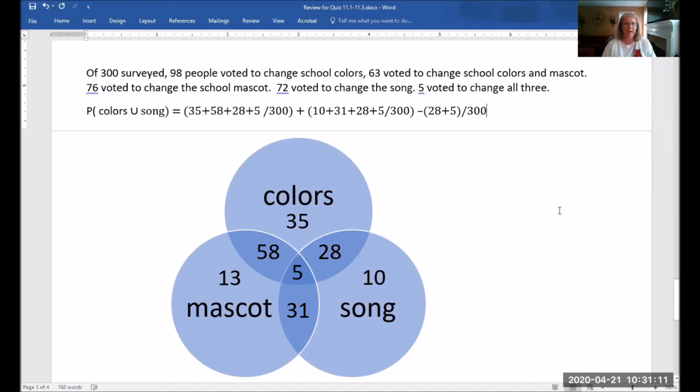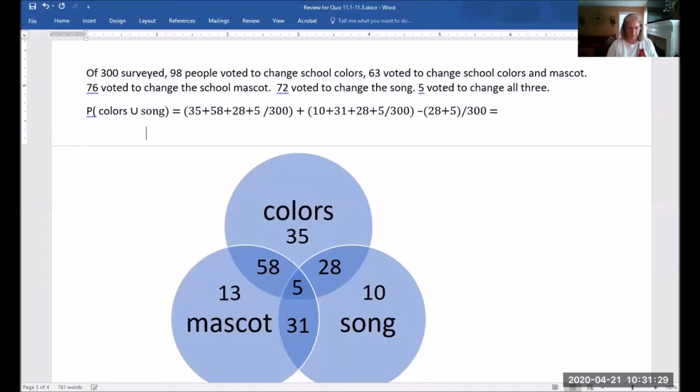Yes? You should say yes here, y'all. This is all you have to do. The easy way to do this is literally add up all the numbers that are in the color and the song and put them over 300. Okay, so do y'all see what I'm saying? So literally, to do that the easy way, all I'm going to do is take the 35 plus the 58 plus the 28 plus the 5 plus the 31 plus the 10. Now, have I represented all the numbers that are up here in this circle and down here? Yes, I have. And I put those over the 300. That's the easy way to do an or problem, okay?